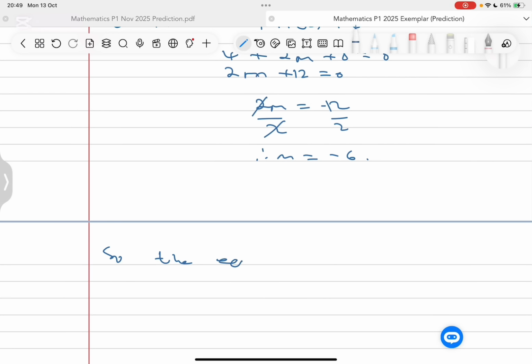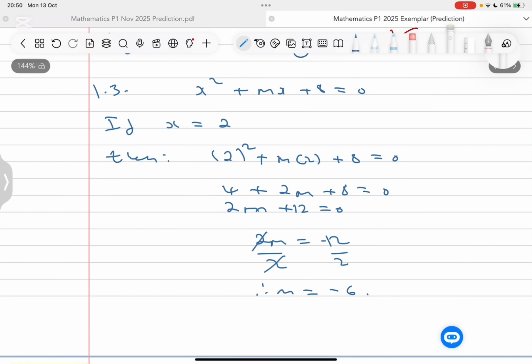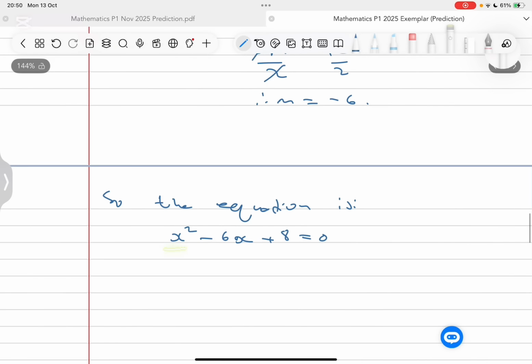So this means that my quadratic equation is actually going to be given by x squared minus 6x plus 8 is equal to 0. Do you see that? Because I know the value of m, I can then substitute that value of m. We're saying here that m is negative 6, so I can put it back here, so that my equation becomes x squared minus 6x plus 8. Now, when I have a quadratic equation like this, I can then find the two values of x. I can then find the two roots of x.